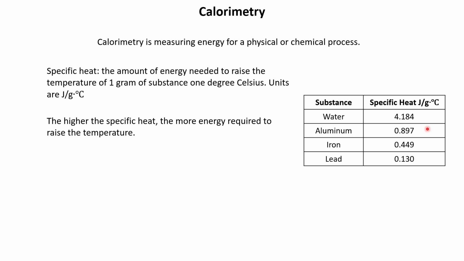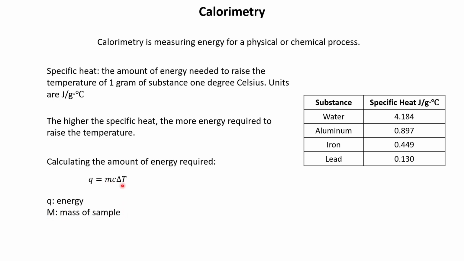So now that we understand what specific heat is, how do we calculate the energy for a physical or a chemical process? Well, this is the equation we use right here. Q equals mcΔT. Q is the energy required for whatever you're doing, either again a physical or chemical process. M is your mass of your sample. C is your specific heat of your substance. Delta T is your temperature change, and specifically this is final temperature minus initial temperature. And it is really important that you always take the final temperature minus the initial temperature. This is going to give you the correct sign for your delta T and then often for your Q.